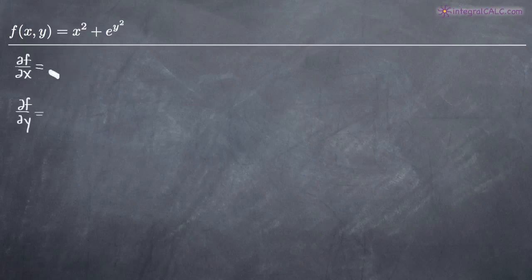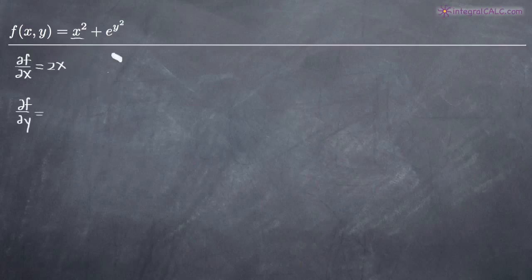Remember that when you're calculating the partial derivative with respect to x, you're treating x as the variable and you're holding y constant. You're treating it like a constant, like it's a number, like 2 or 4 or something like that. So when we take the partial derivative with respect to x, we'll go term by term. So taking the partial derivative with respect to x of x squared gives us 2x, right?